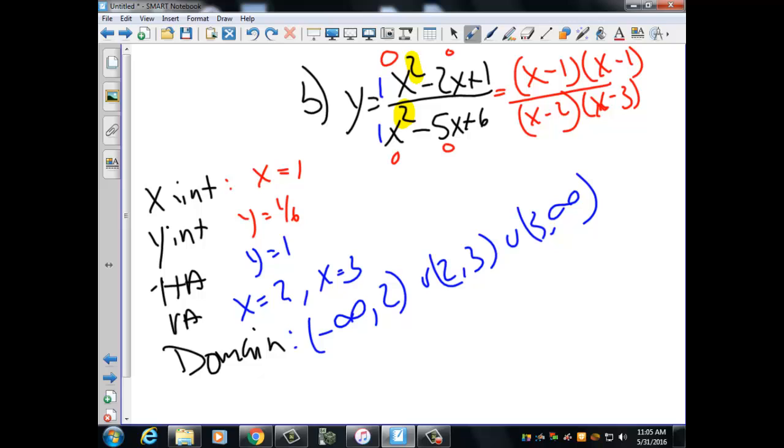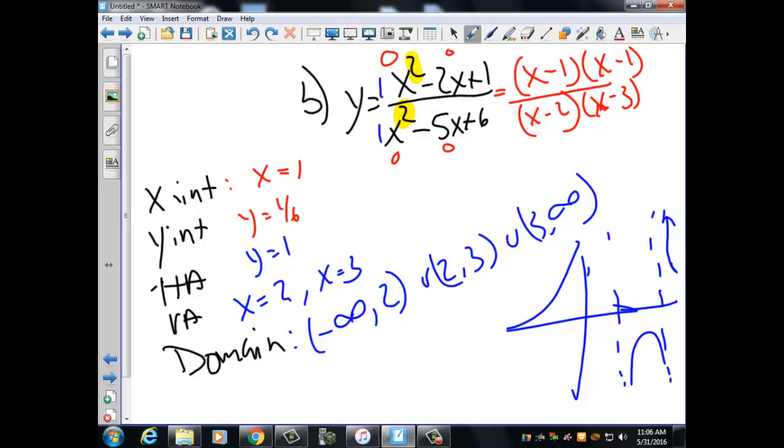You got two vertical asymptotes. So on that graph, you actually have 2 vertical asymptotes. One's at 2 and one's at 3. Okay. So you'd have a graph, here, here, and here. Or something to that effect. I haven't graphed it yet, but that's something to that effect.